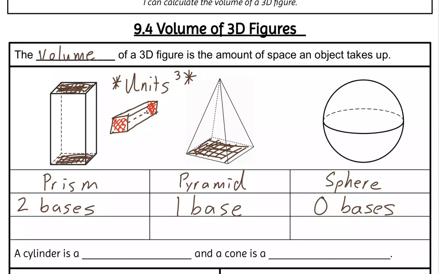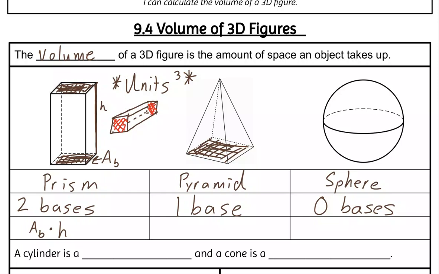Well, to find the volume of these shapes, for a prism, we're going to find the area of the base. That's what this symbol right here means. So the area of the base, and then we're going to multiply it times the height. So the height here would be this long length right here. So it's going to be area of the base times the height. Super easy.